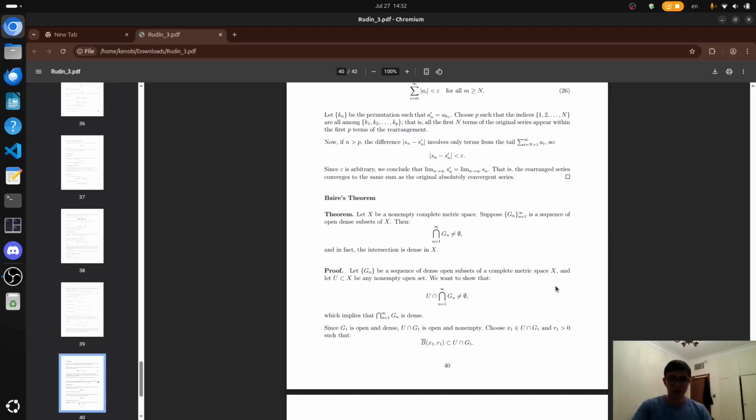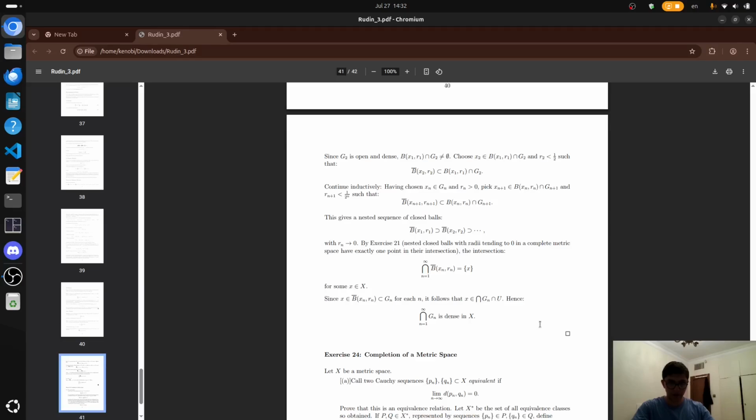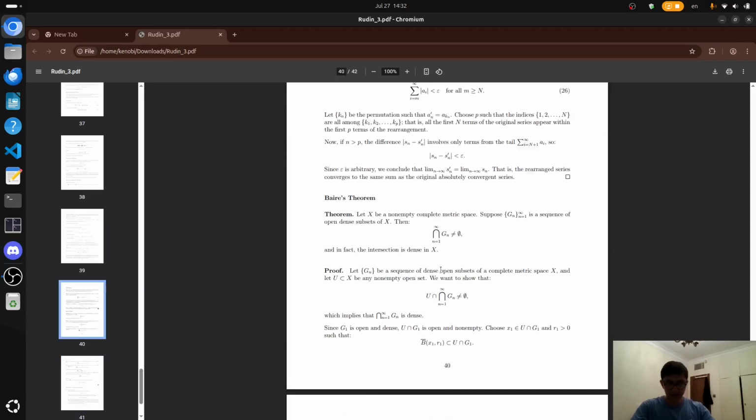Okay, now we have Baire's theorem. This is actually from the exercise section. It's not really in the chapter, but I still decided to discuss it. There's some other stuff I'd also like to talk about that I'll show later.